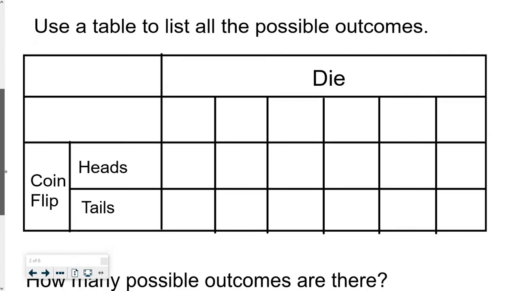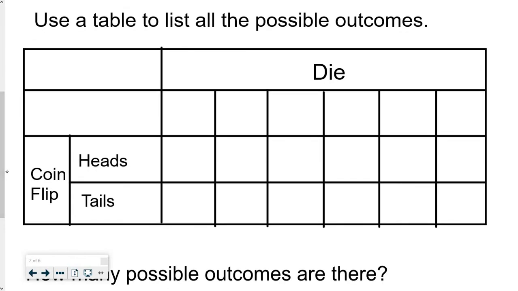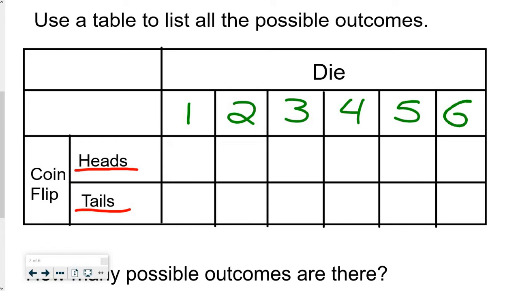We're going to use this table to list all the possible outcomes. So as we're here, we're going to flip. There's two possible outcomes for this coin flip. It's either heads or tails. For the die, it can be 1, 2, 3, 4, 5, or 6.